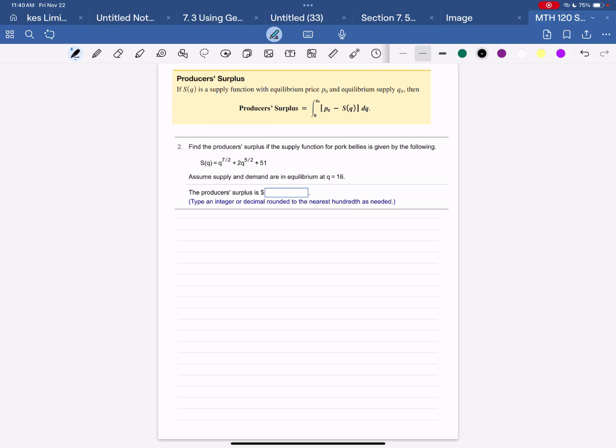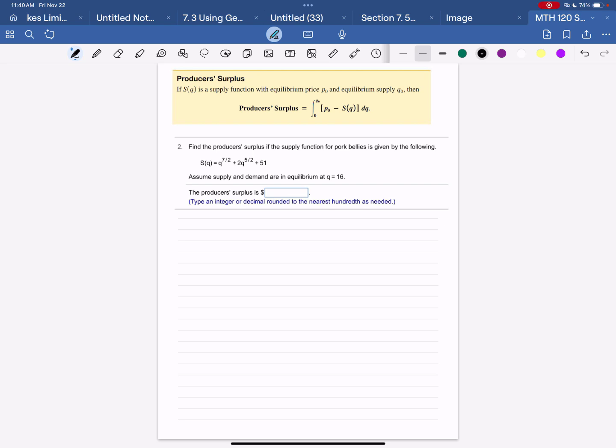Example number 2. Find the producer's surplus if the supply function for pork bellies is given by the following. S of Q equals Q to the 7/2 plus 2Q to the 5/2 plus 51. Assume supply and demand are in equilibrium at Q equals 16.